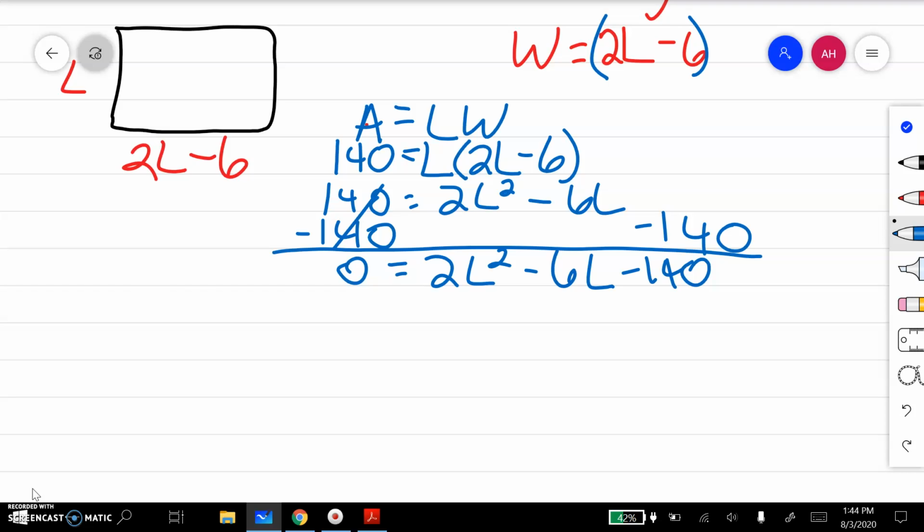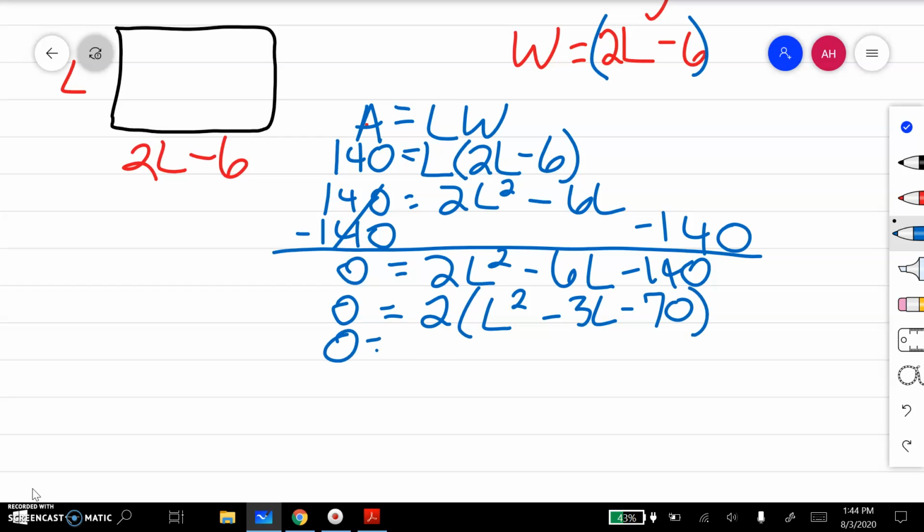You can either choose to factor or you can choose to use a quadratic formula. I'm going to factor this instead of the quadratic formula, but you can do either. So I know I need to take out a GCF first. So I'm going to take out 2. So we get L squared minus 3L minus 70.